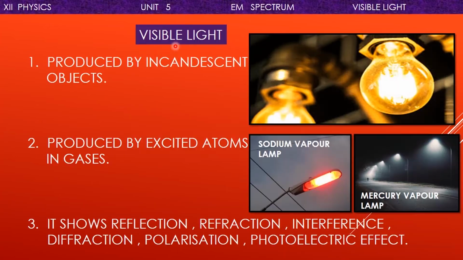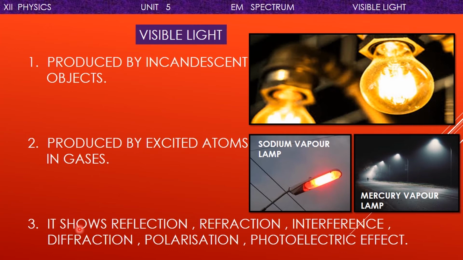Visible light. Visible light is produced by incandescent objects. Incandescent objects give light when heated. The electric bulb gives light when the filament is heated. Visible light is also produced by excited atoms in gases. The sodium vapor lamp and mercury vapor lamp give light when the atoms in the gases are excited.